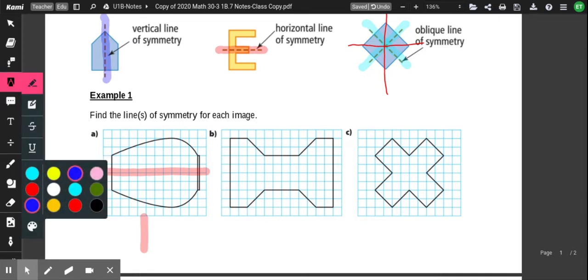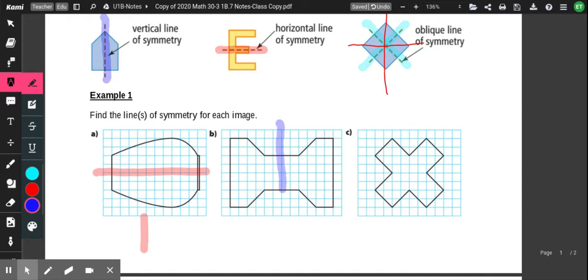Now we're going to look at the next one. If I chop it down the middle, would it work? Yes, it would. So it's got a vertical line of symmetry. What about going through the middle the other way? What about going half, horizontally? Yes, it does. So it's got 2 lines of symmetry. It's got horizontal and vertical.